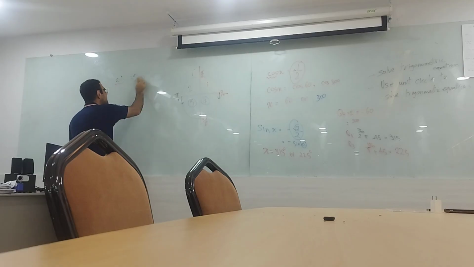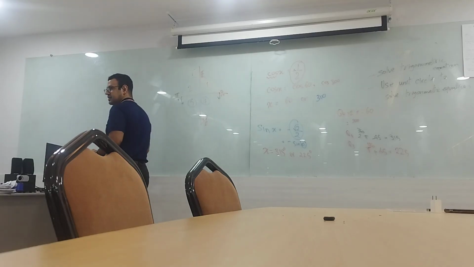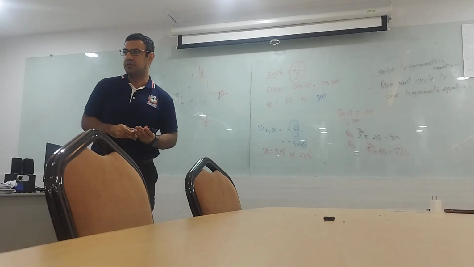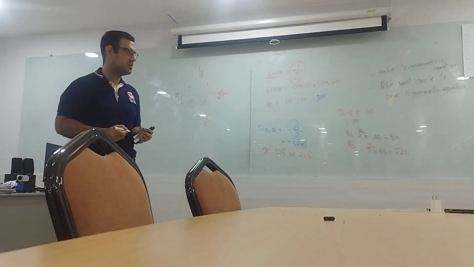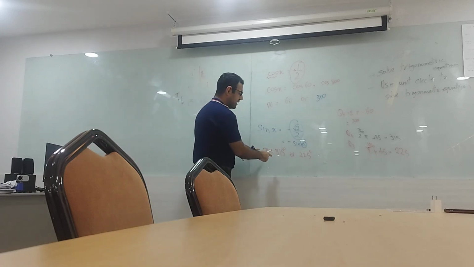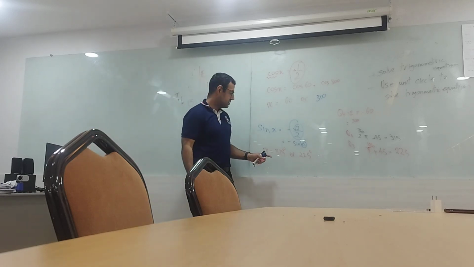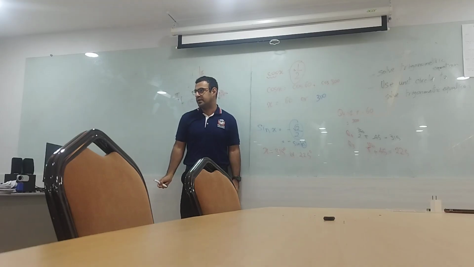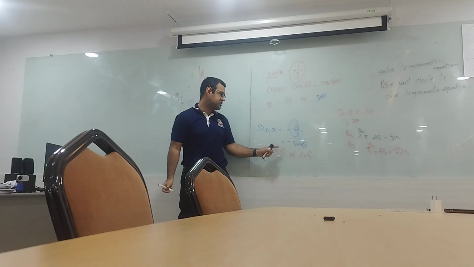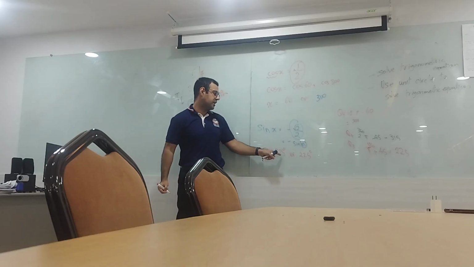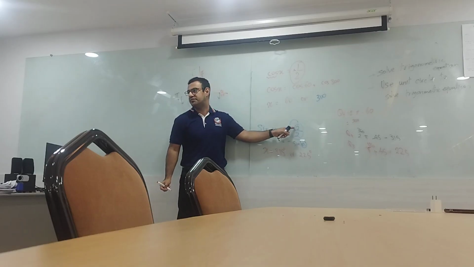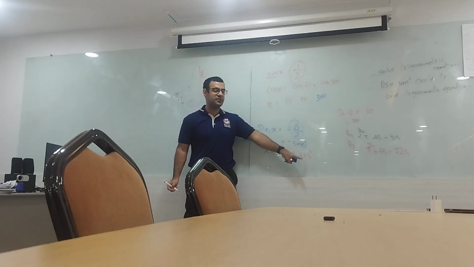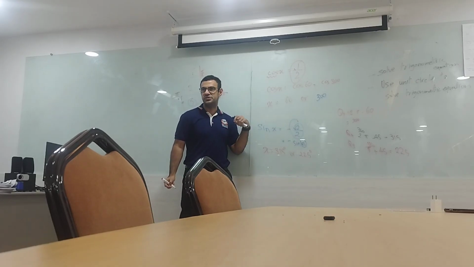A bit harder. It can be 225 or 315. So we have two answers here. It can be 315 or it can be 225. Because if I check, sine 315 is going to be negative root 2 over 2, and sine 225 is going to be negative root 2 over 2.